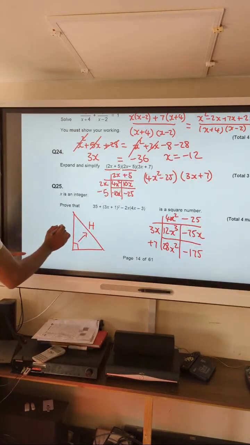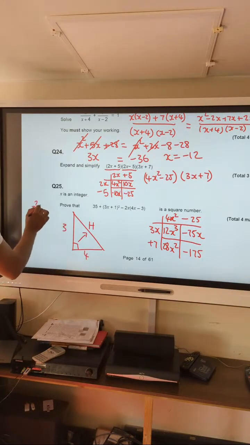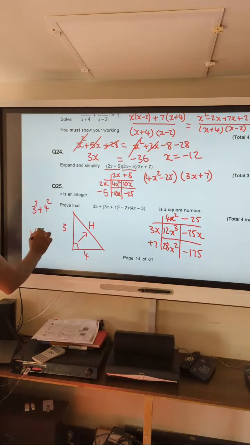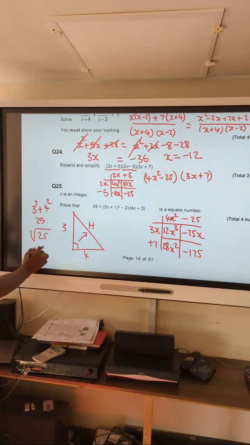Square the smaller sides. Okay, let's say that's 3, that's 4. Square 3, square 4, and add them if you're looking for the biggest side. So square them, add them, and then square root it. That's done. Okay, so when you get 9 and 16, add them, so you get 25. And then square root of 25 will give you 5. So that longest side there is 5.